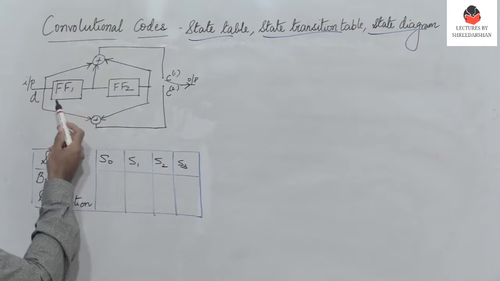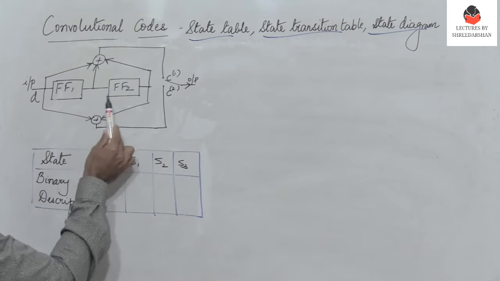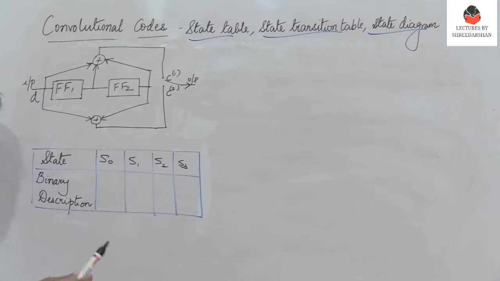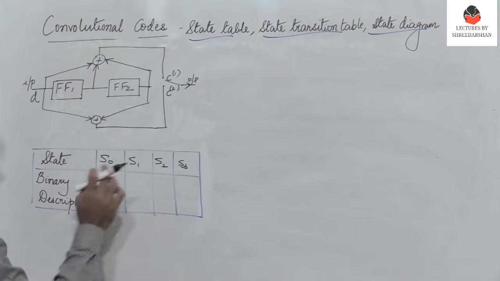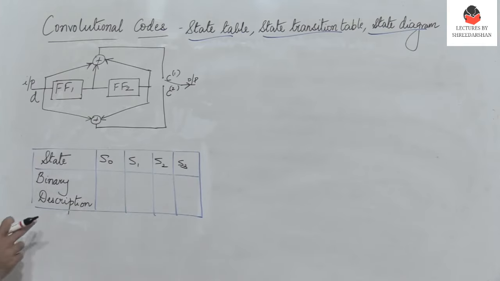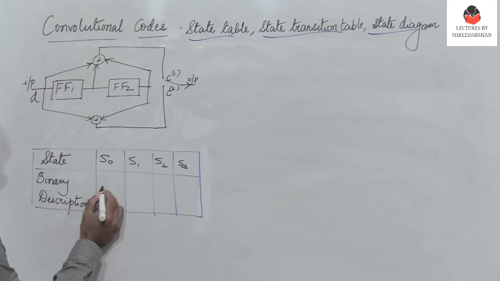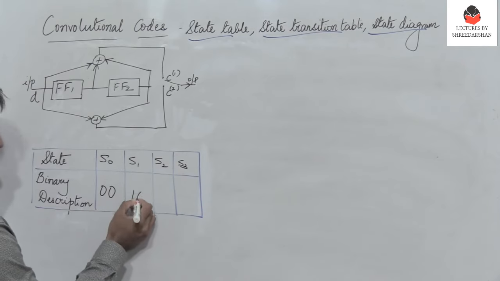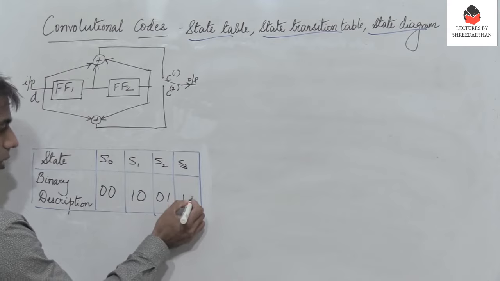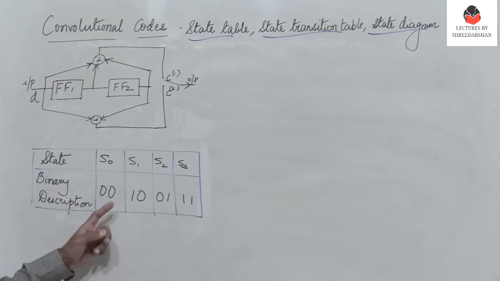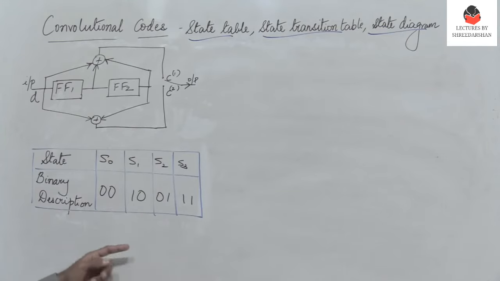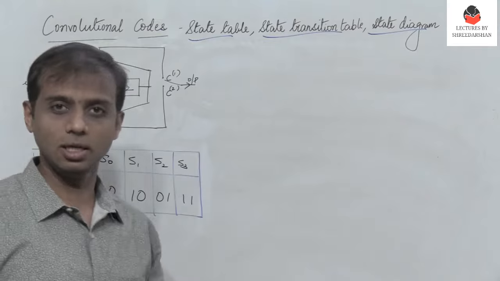If I have a single flip-flop, I would have two states. If I have two flip-flops, I would have four. If I have three flip-flops, I would have 8 and so on, right? So now the states are S0, S1, S2 and S3, and then I can give the binary description: 0, 0, 1, 0, 0, 1, 1, 1. I can either write it in this way, or I can write 0, 0, 0, 1, 1, 0, 1, 1, but I have chosen S1 to be 1, 0 and S2 to be 0, 1 because it becomes a bit simpler for us to write the state diagram.